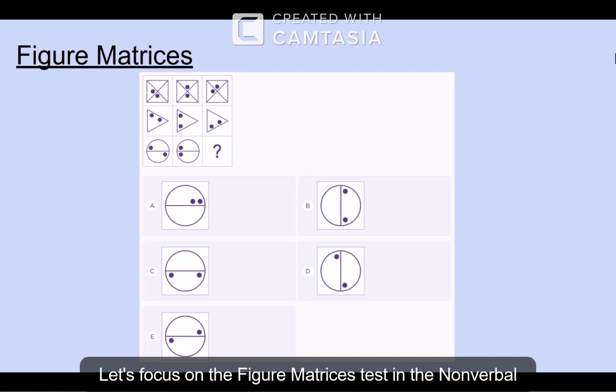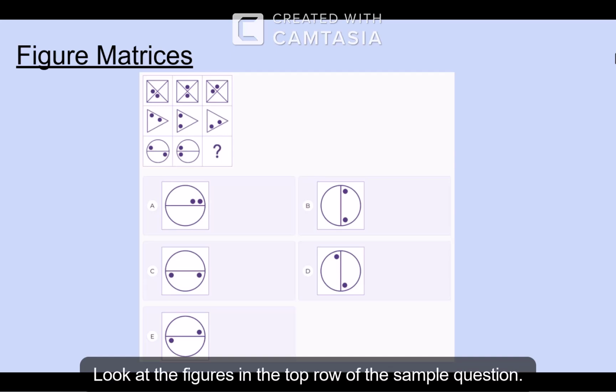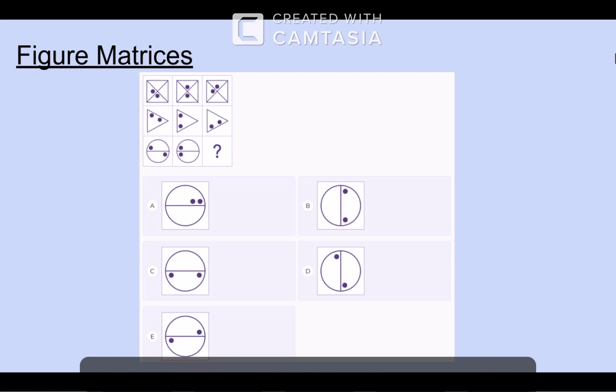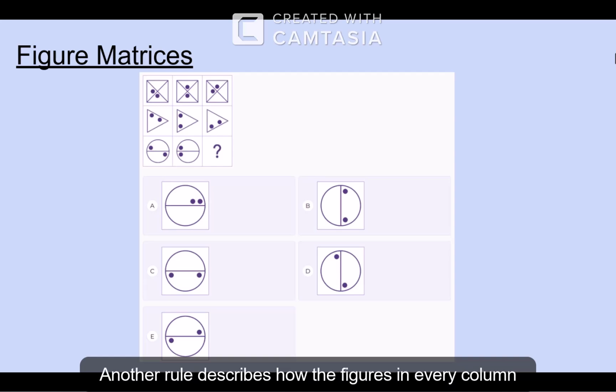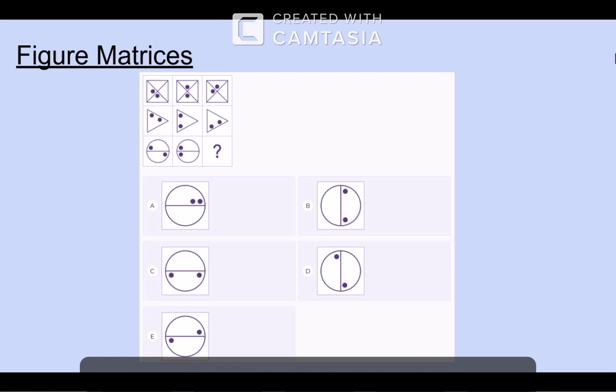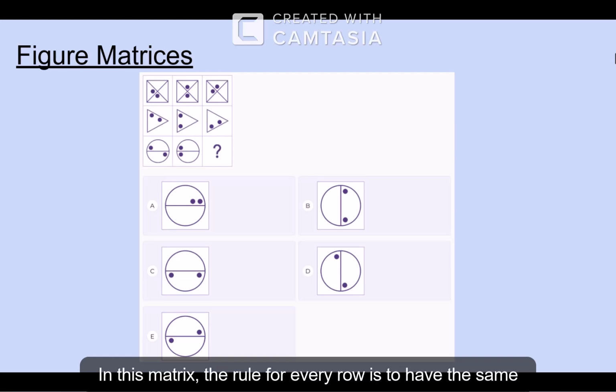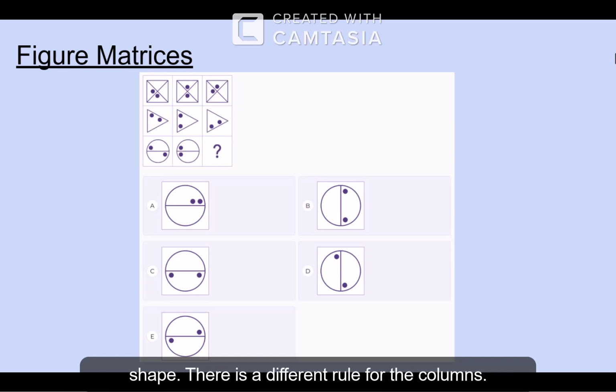Let's focus on the figure matrices test in the nonverbal battery. Look at the figures in the top row of the sample question. The figures in each matrix follow rules. One rule describes how the figures in every row are related. Another rule describes how the figures in every column are related. Look at the first and second rows. How are the figures in each row related? In this matrix, the rule for every row is to have the same shape.